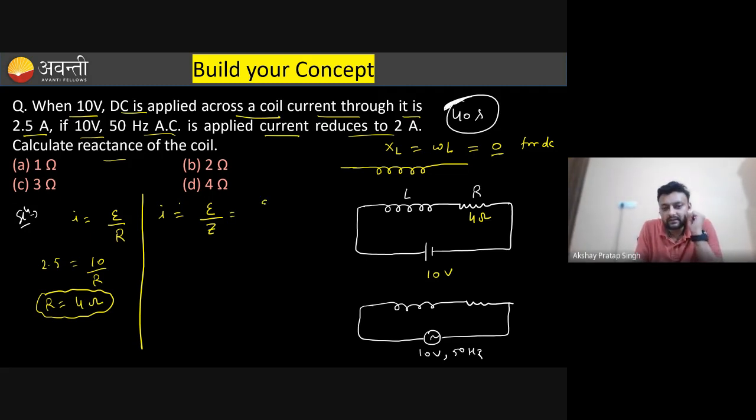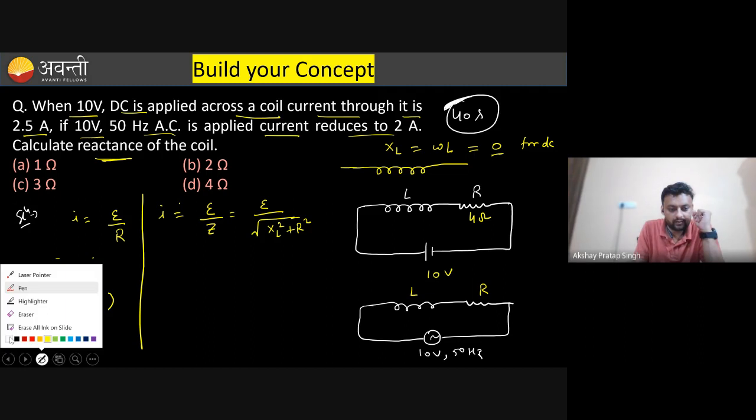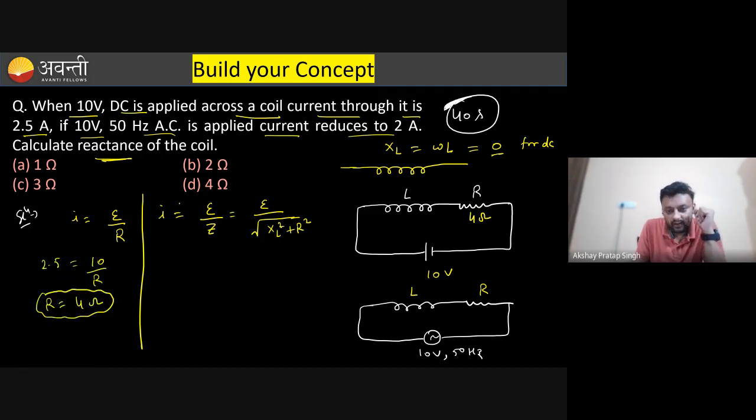And what is the impedance? Root of, anyone remembers the formula of impedance for the LR circuit? We have derived it in the previous slide. That is XL square plus R square. Clear? Reactance XL is what they are asking to calculate. Now, if you transfer, it will become root of XL square plus R square is equals to E over I.